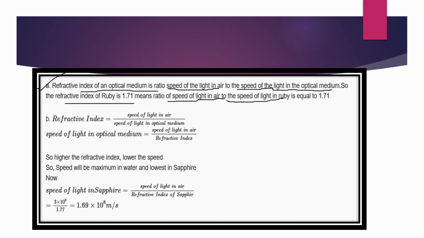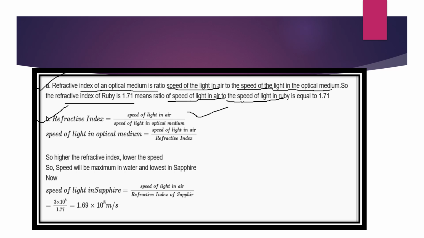So next they have asked in which medium your speed will be maximum and in which medium it will be minimum. So generally your refractive index is given by this formula, speed of light in air by speed of light in optical medium. So always we'll just take the medium related to air to any optical medium.